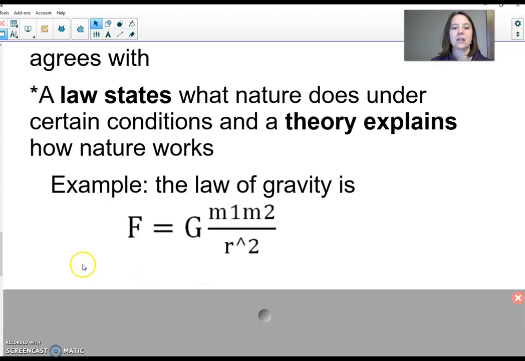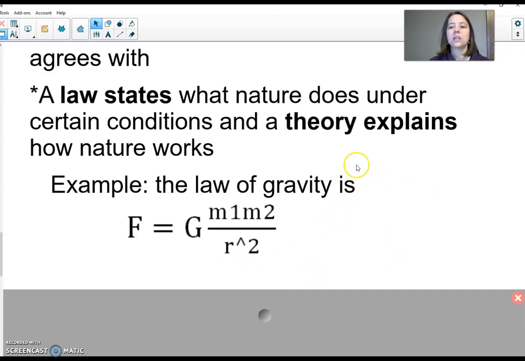So please write this example down. The law of gravity is F equals G m1 times m2 over r squared. So the force of gravity is equal to a universal constant times the mass of one body times the mass of another body divided by the radius, the distance between them, squared. So that is the law of gravity.